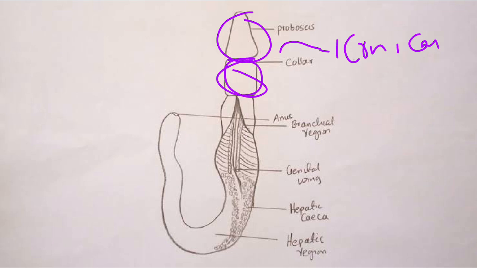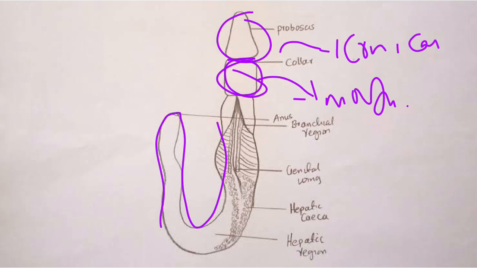Now in this collar, the collar is covering the mouth. You understand? It is covering the mouth. Now you see the body is elongated downward. If you check very well, they have a what? They have a U-shaped gut. Can you see? They have a U-shaped gut.